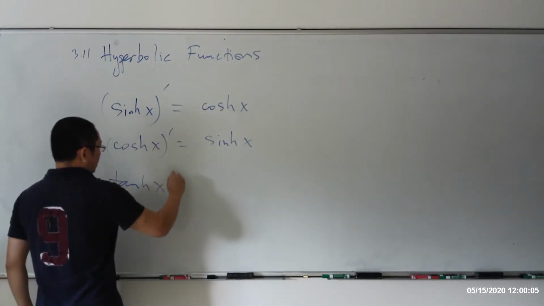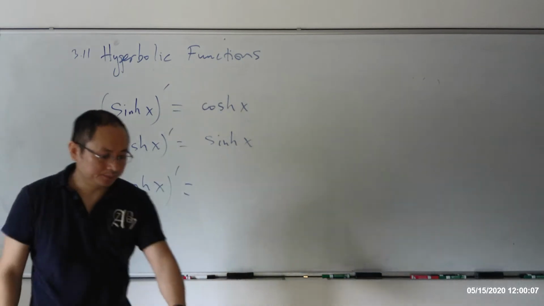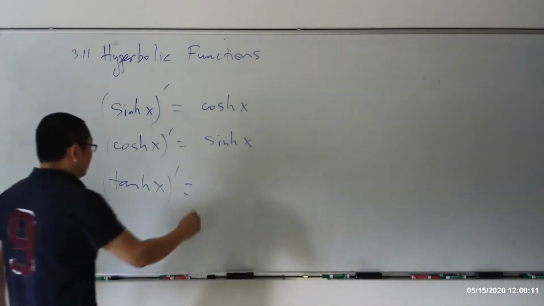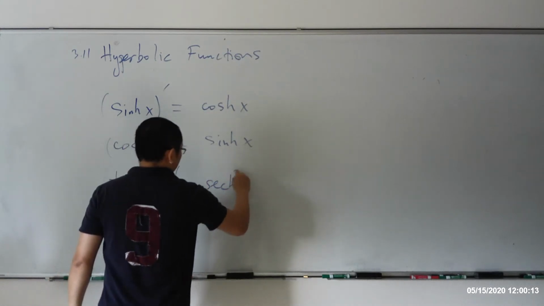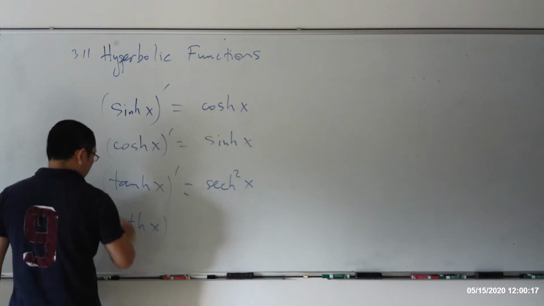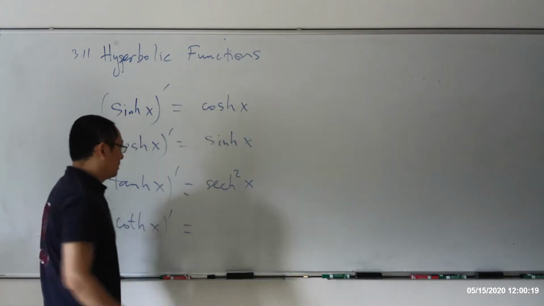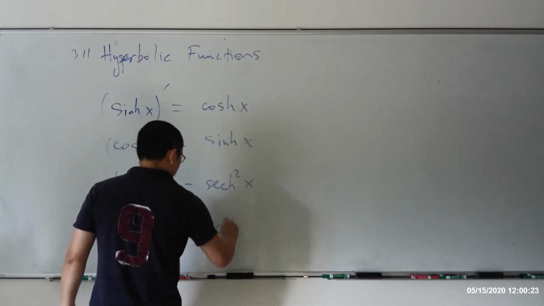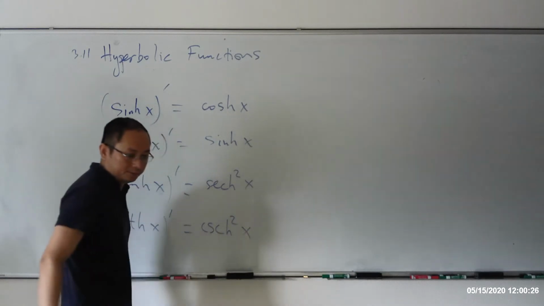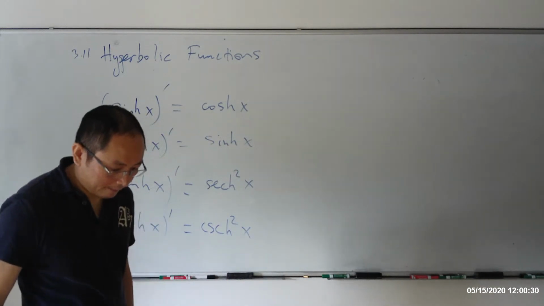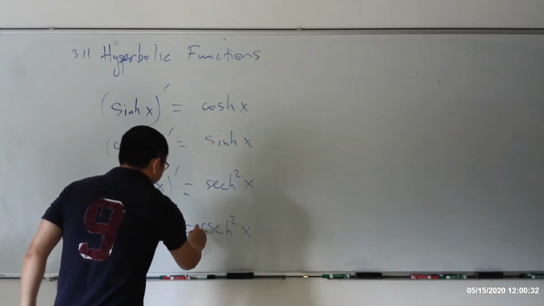Hyperbolic tangent of x, the derivative is hyperbolic secant squared of x, same thing as we had before. Hyperbolic cotangent of x, the derivative is negative hyperbolic cosecant squared of x.